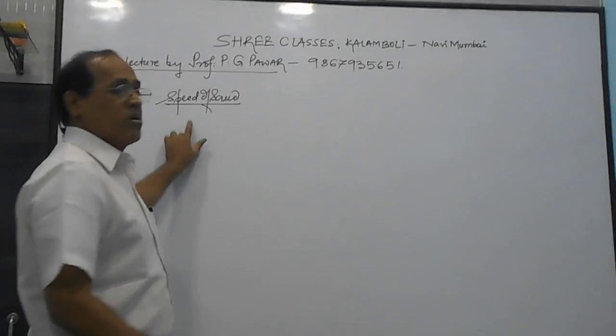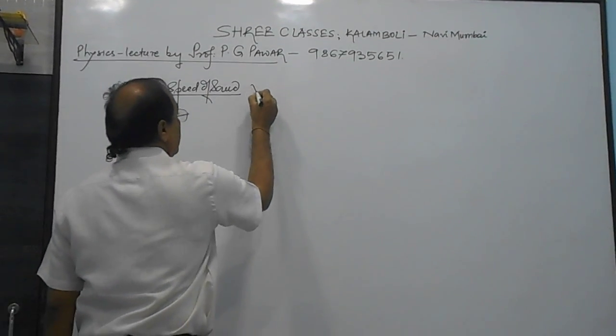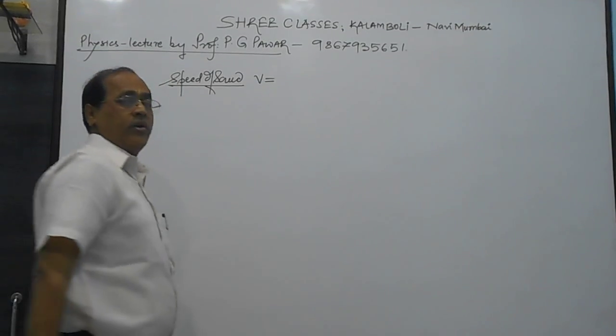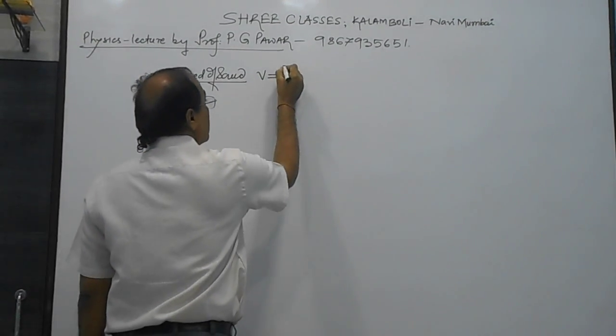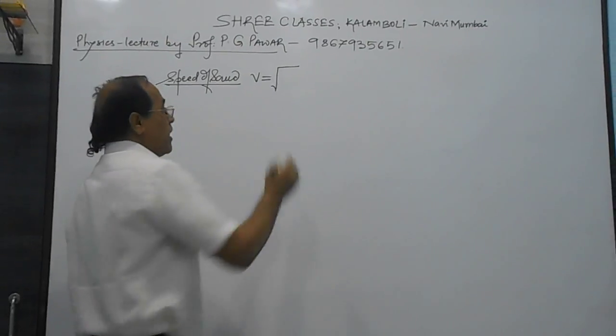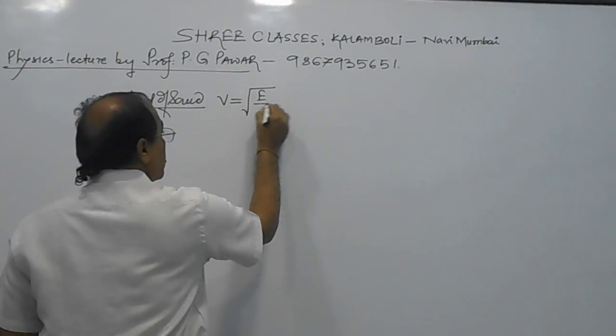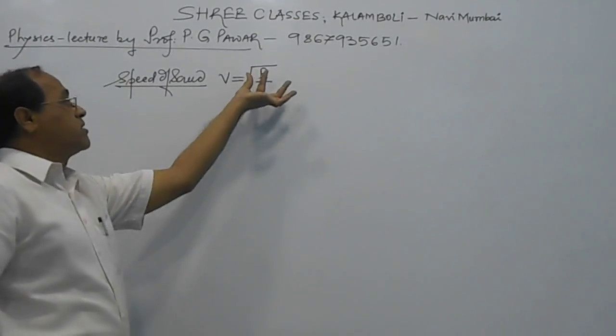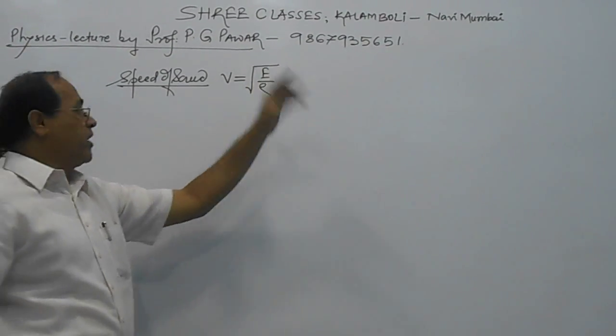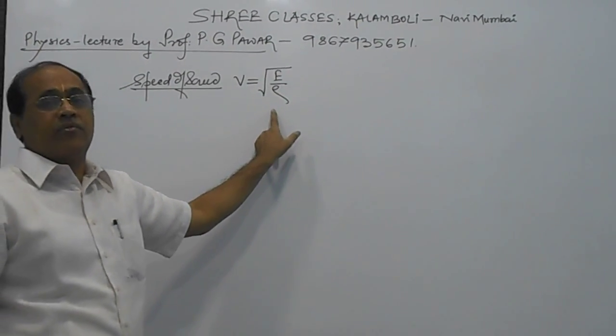That is speed of sound. Speed of sound V is given by Newton, found by dimension analysis. It is V = √(E/ρ), where E is the modulus of elasticity for air and ρ is the density of air.